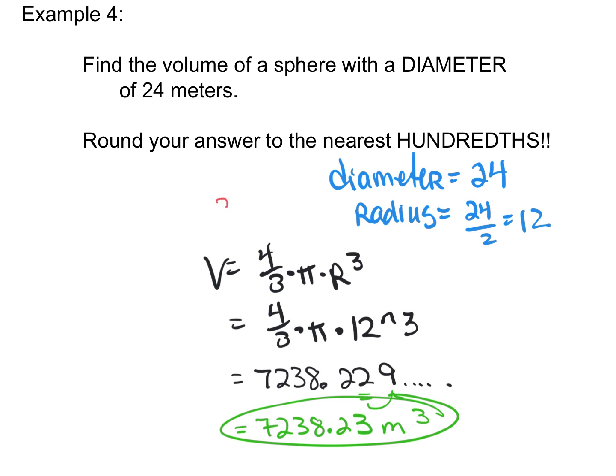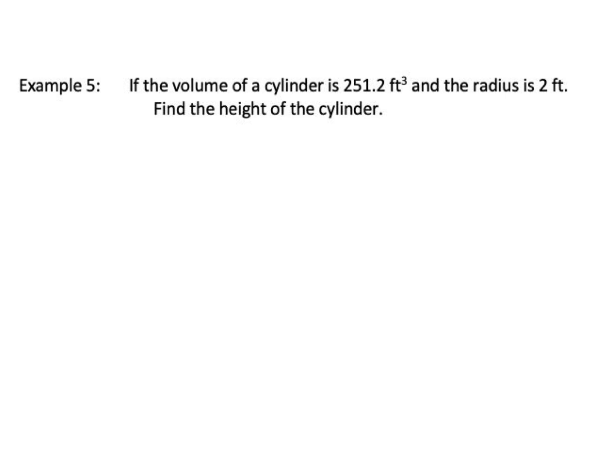All right, so now this is a little bit different. It says if the volume of the cylinder is 251.2 feet cubed, the radius is 2, we want to find the height. So remember, our volume of a cylinder is pi times radius squared times height, and then let's put in the information.